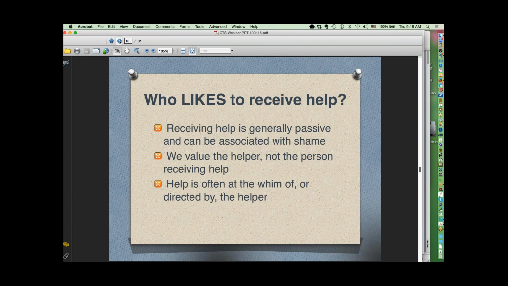But I also think we have to really step back and think about it, because if you ask people, do you like to receive help? Do you like to be helped? Do you like to ask for help? Most of us actually don't.